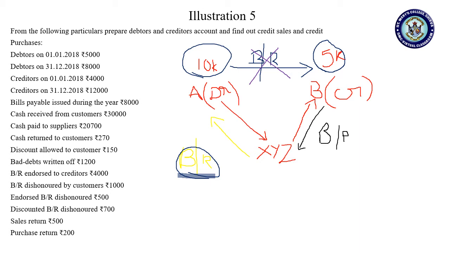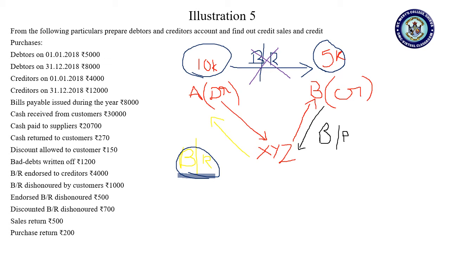Endorsed bill dishonored. Now what happened? This 10,000 is added back to debtor, and this 5,000 should be added back to creditors. Now what is the journal entry? Adding means you have to record on the opening side. If it is an asset, then you debit the item. If it is a liability, then you credit the item. Now debtor is an asset, so debtors account is debited, and debiting means you are adding the figure.